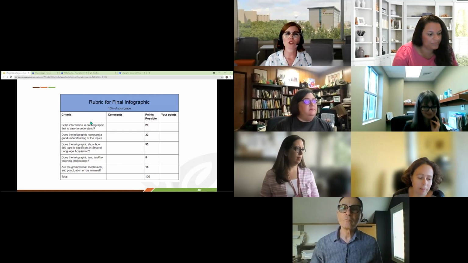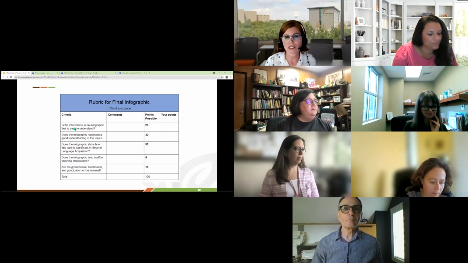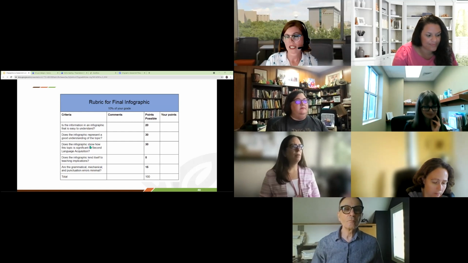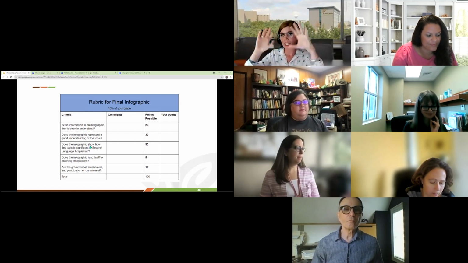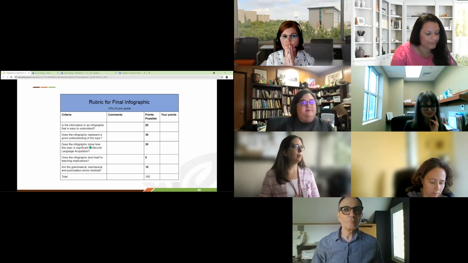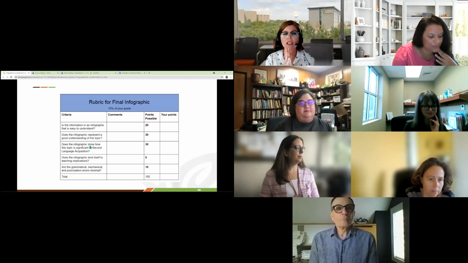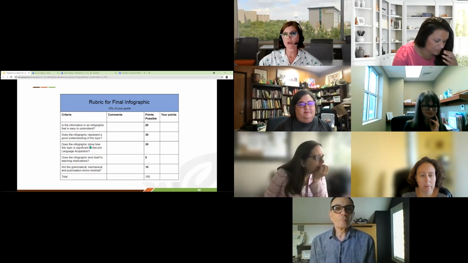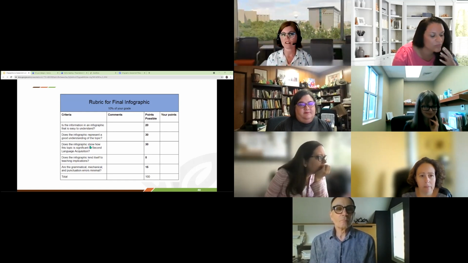And then I also used it for a summative assessment, very similar to the way that I assessed with the formative. My criteria were, is it in an infographic that's easy to understand? Because that's the goal. Does it represent a good understanding of the topic? Because this isn't easy, taking a complex concept and boiling it down to an image, it really shows that you know what you're talking about. And then the third criteria, does it show how the topic is significant in second language acquisition? So again, showing the broader picture of where it fits in the field.